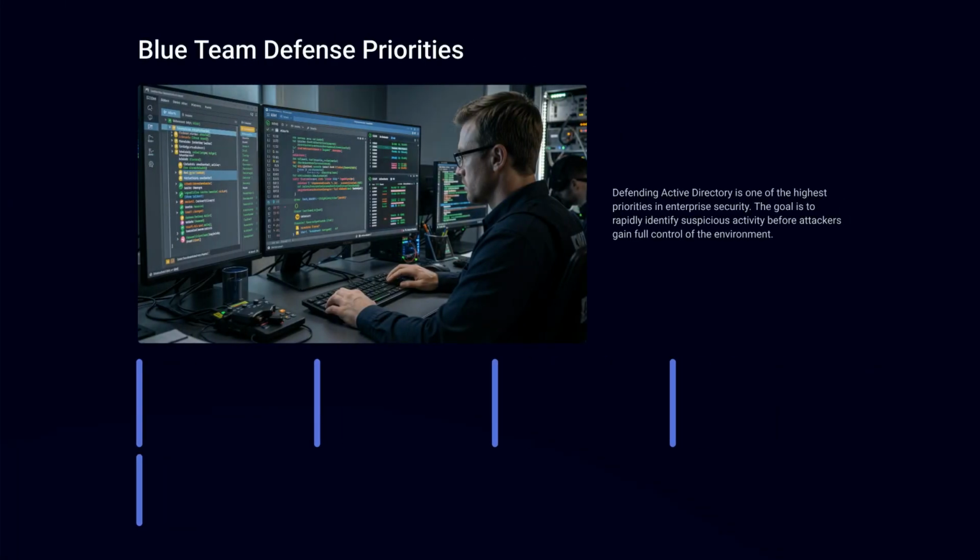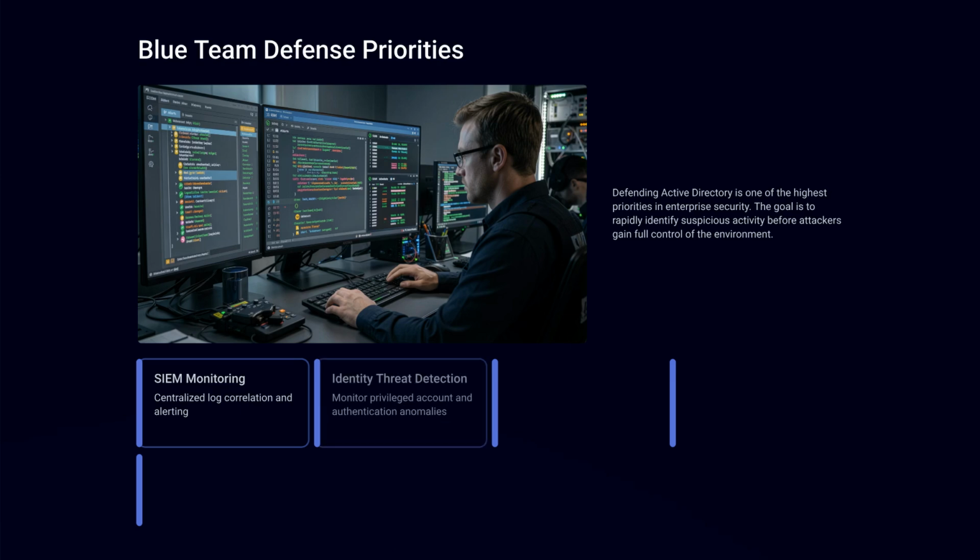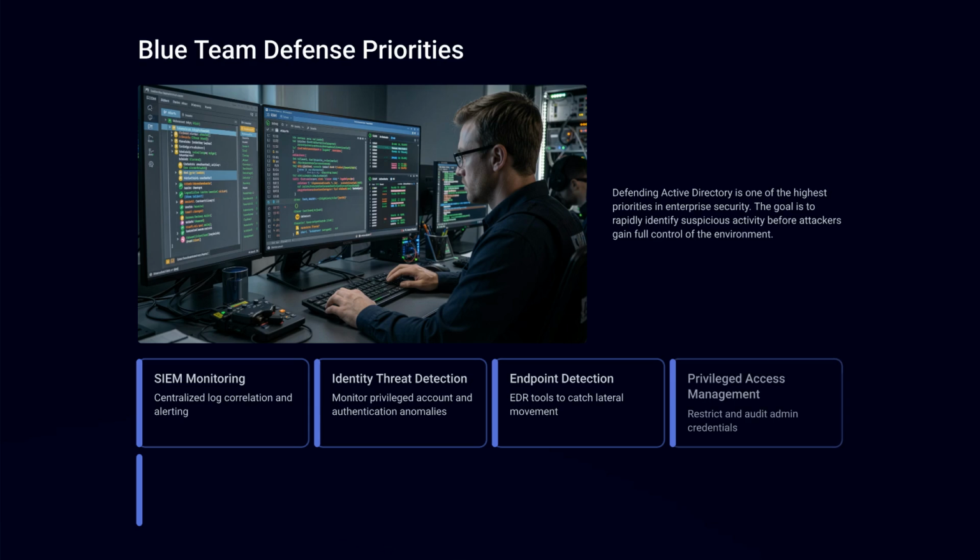Defending Active Directory is a top security priority, requiring rapid identification of suspicious activity. Key defense priorities include SIEM monitoring for log correlation, identity threat detection for monitoring privileged accounts, and endpoint detection and response tools for catching lateral movement. Other critical defenses are privileged access management and behavior analytics.